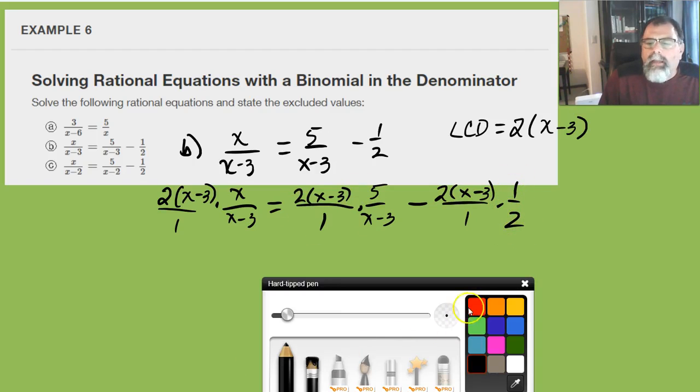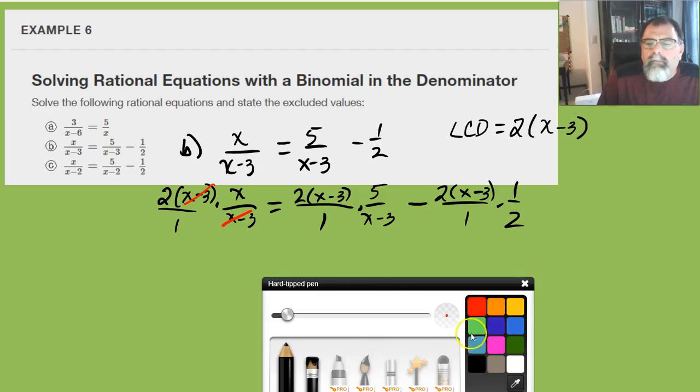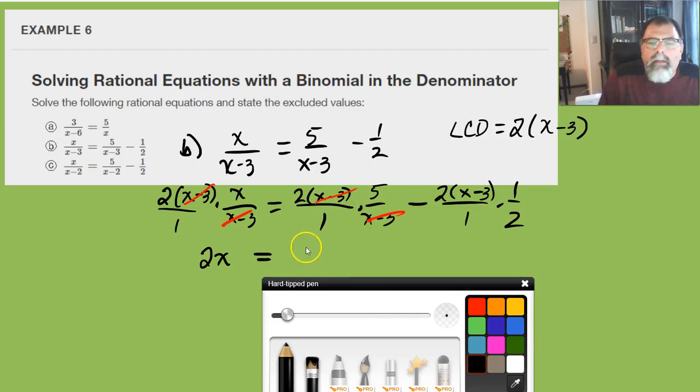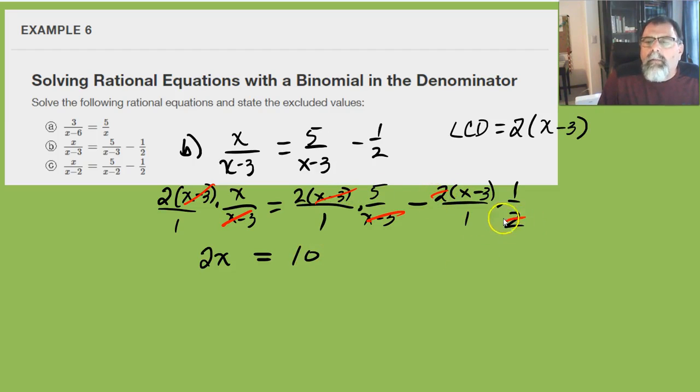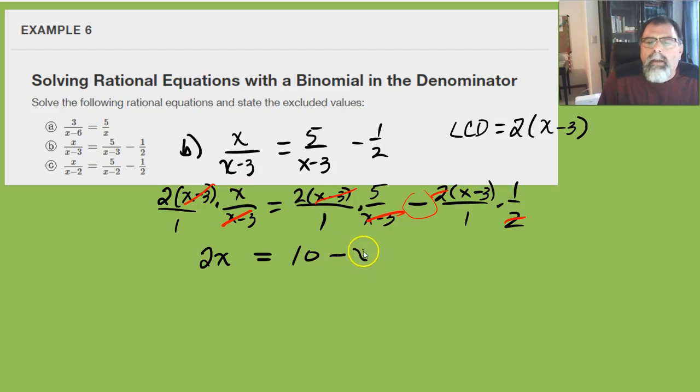Alright, so let's start with my canceling. The x minus 3's cancel. You're left with 2x. Over here, the x minus 3's cancel. So I'm left with 10, 2 times 5. Here, the 2's cancel. Now be careful with this minus. So you got to just, so minus 1 times x minus 3, you got to distribute it. So then that will get us negative x plus 3. So be careful.